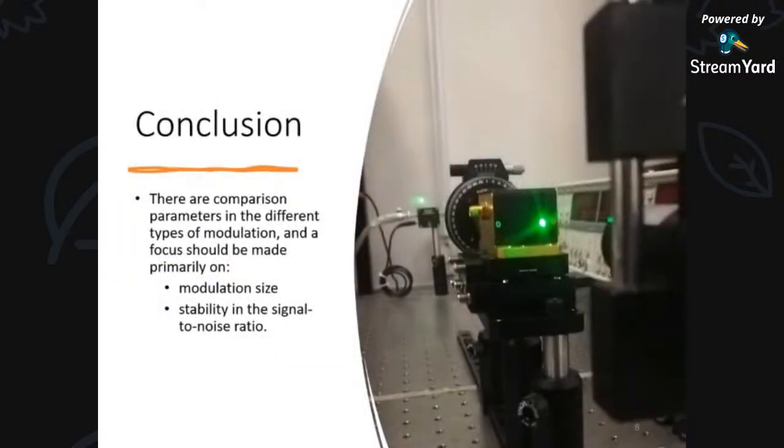For this reason, in optical systems, we need to have present the modulation size to select the correct type of modulation we need, especially to know the stability of the signal-to-noise ratio. That is one of the most important parameters to be sure of the stability of the whole system.